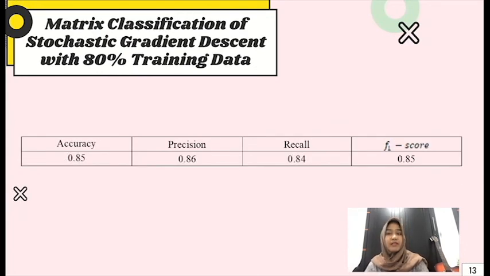And here's the confusion matrix of stochastic gradient descent with 80% of training data. The accuracy is about 85%, precision is about 86%, recall is about 84%, and F1 score is about 85%.